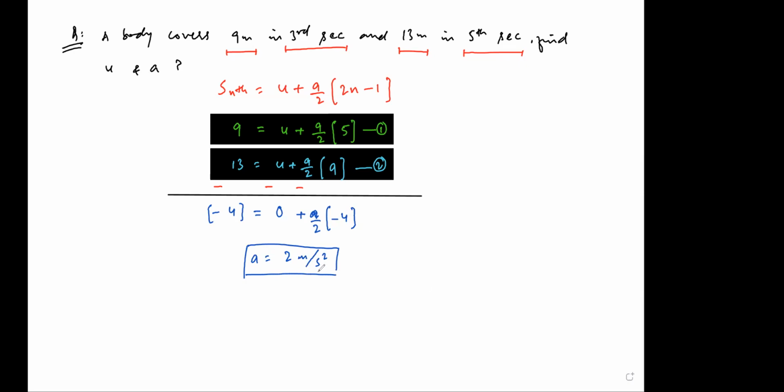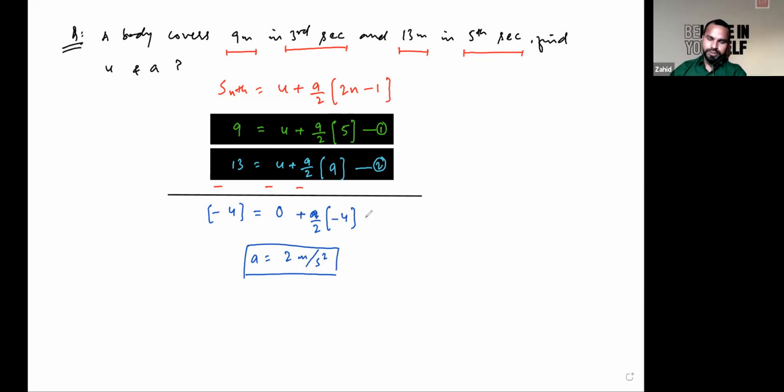Yes, sir. Now, if you put the value of A in any of the given equations, let's say the first equation, it will be 9 is equal to U plus A over 2, that means 2 over 2 into 5. So 2 and 2 would cancel out. Move this 5 to the other side, you will get 9 minus 5, which is equal to 4 meter per second. Good, Aisha. Is it clear for you all? Sabita? Yes, sir. Okay.